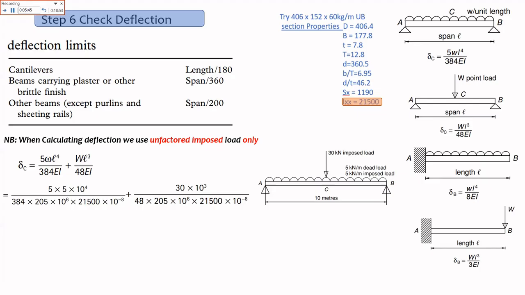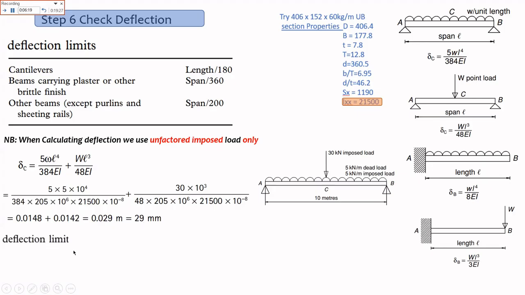Okay. Divided by I. Our I again is 21,500, and you convert it to meters raised to power 4. To work that out, you'll get the answer in meters. You get 0.0148 plus 0.0142, which is equal to 0.029 meters. Now, if you convert it to millimeters, multiply by 1,000 to get 29 millimeters.